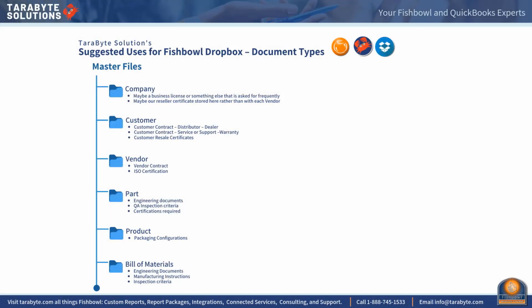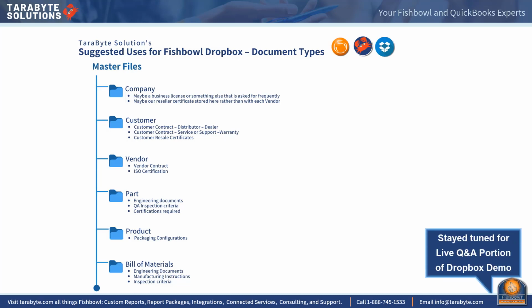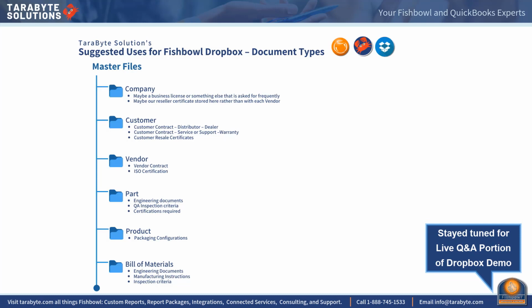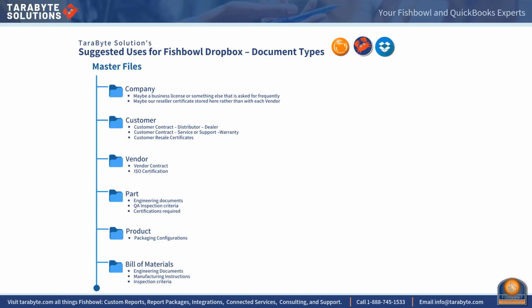I have a list of suggested uses for the different Dropbox tabs, and one that's not on here that a client suggested was they take a picture of their package shipment and tie it to the shipping document in case the receiving customer on the other end says they didn't get everything. They have proof that they sent it.